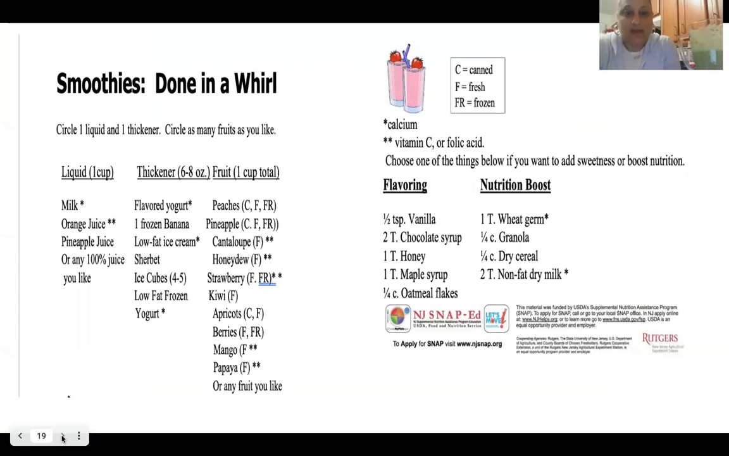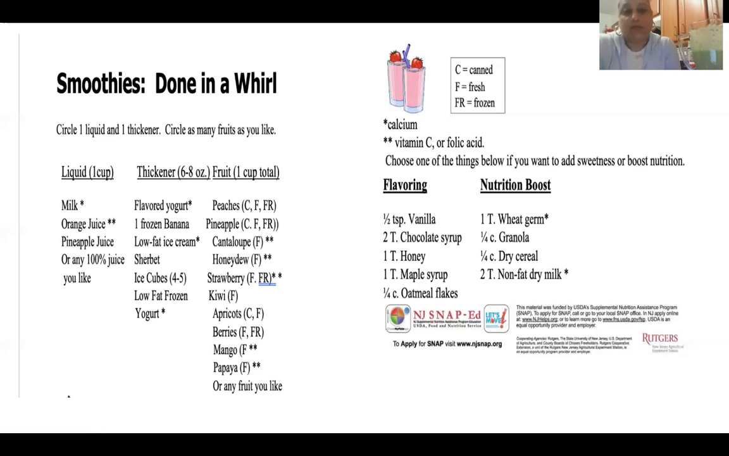And here you can add some other ingredients into your smoothie to make it more liquidy. As you can see, mine is a little bit thicker because I added the wheat germ. You can add milk, orange juice, pineapple juice, or other 100% juice to make it a little bit more liquid. To make it thicker, you can add yogurt, frozen bananas, low-fat ice cream, sherbet, ice cubes, or low-fat frozen yogurt. Again, I chose the flavored yogurt, the vanilla flavor, but it is low-fat.